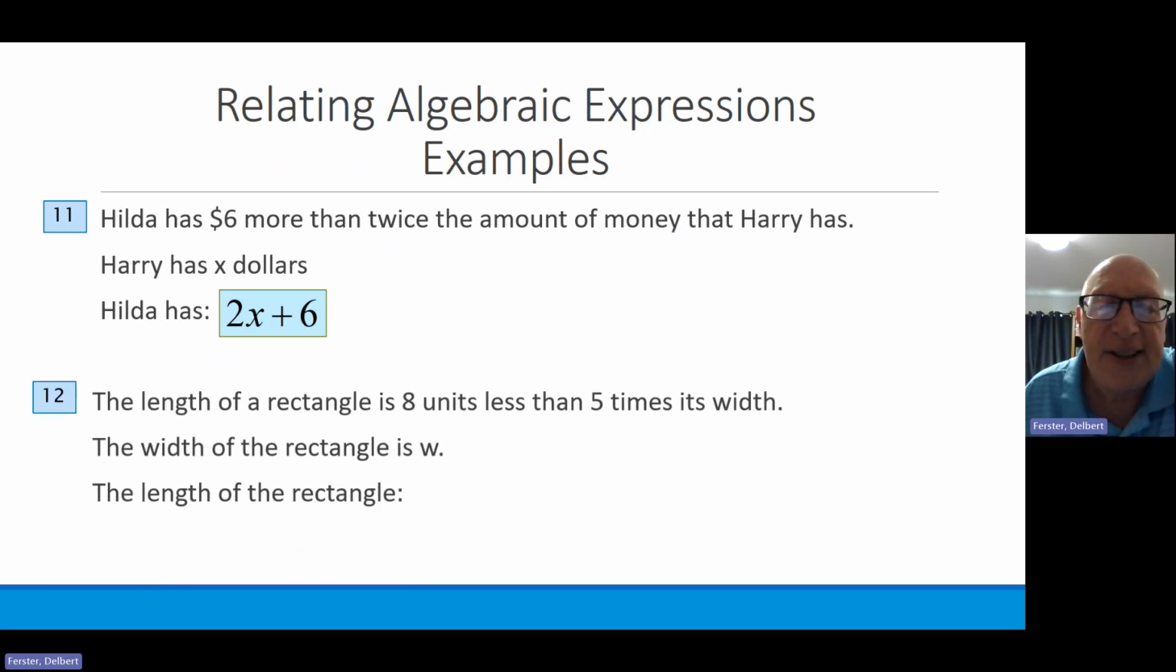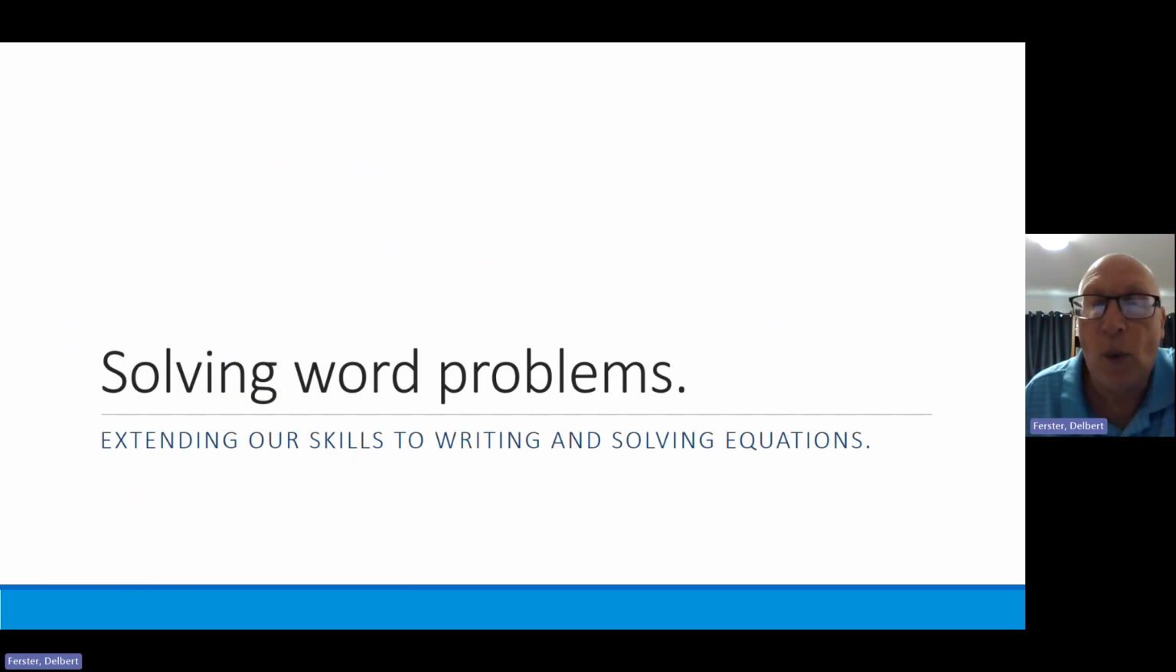All right, length is 8 units less than 5 times the width. If we represent the width as w, which is pretty clever, the length would be 5 times that, and then diminish that amount by 8. All right, so again, a lot of practice on subtracts. Make sure you're clean. It's time for word problems.